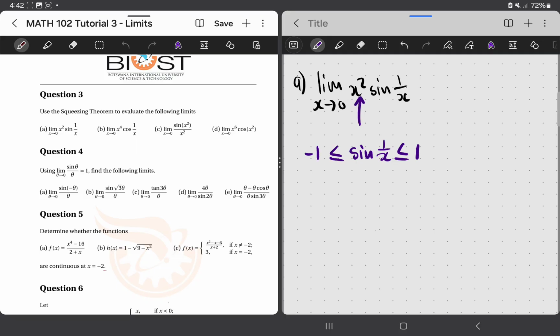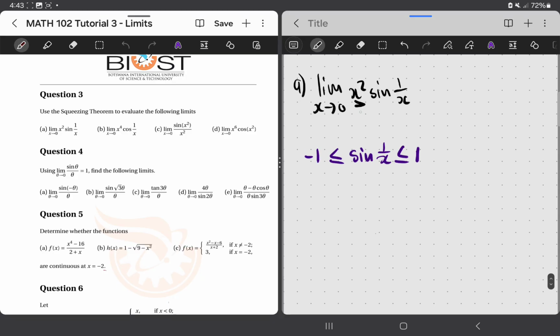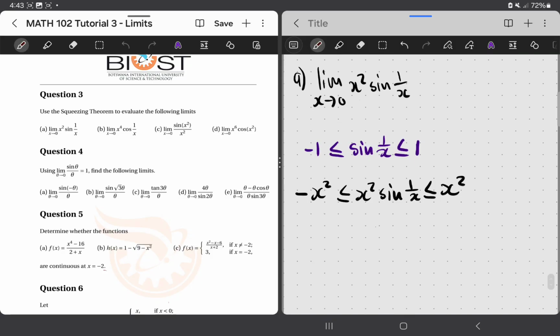Now here you can see that we have multiplied by x squared, and this is going to change where we start from and where we end, because this is an extension. This is a stretch. We did transformations, and we know when you multiply by something, it's a stretch. So x squared is going to stretch this and that. So instead of just being -1, it's going to be -1 times x squared, which is minus x squared, less than or equal to x squared times sine 1 over x, which is less than or equal to 1 times x squared, just x squared. So now we have made it like this.